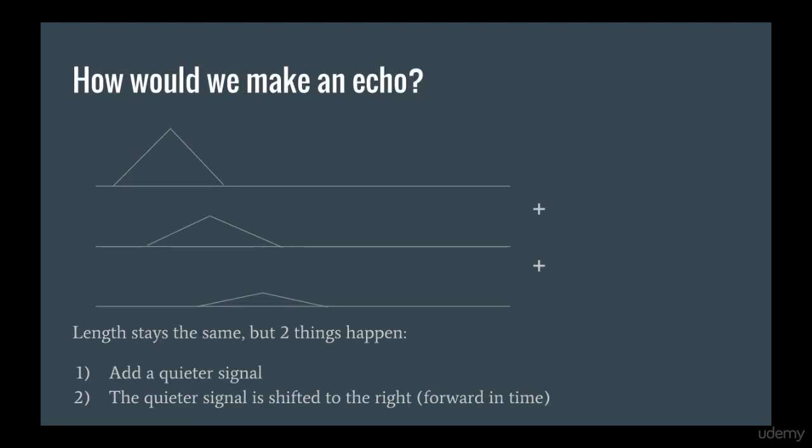So let's look at visually how we would create an echo. I'm representing our audio signal by this triangle. Remember that we need to do two things. We want to hear this audio signal in the future, which is basically a shift to the right, and this audio signal should be lower in amplitude than the original. I've shown two of these in this figure. And the last operation is to sum them all together.